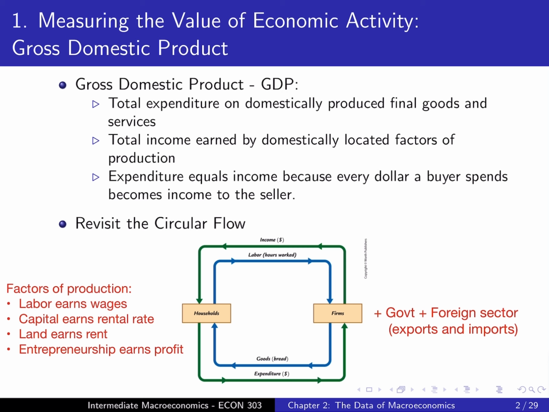Additionally, it's important to understand what happens in the factor market. This is where households provide the inputs, called the factors of production, that firms need to produce goods and services. Each of these inputs earns a specific type of income. Labor earns wages, capital earns rental rate, land earns rent, entrepreneurship earns profit.